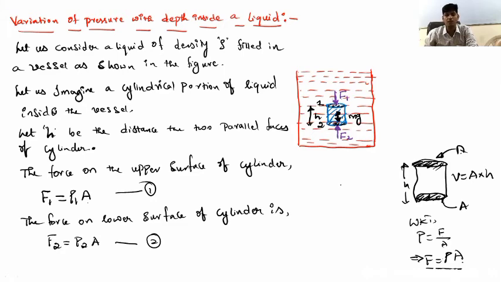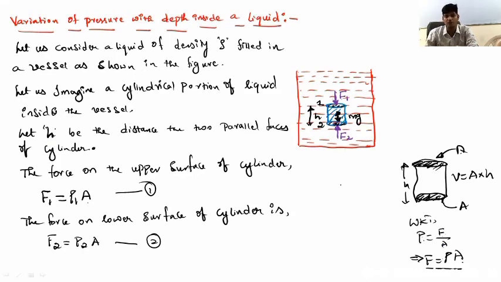The force on the upper face of the cylinder is F1 and the normal force on the lower face of the cylinder is F2. In addition to these two forces, there will also be weight for this cylindrical portion of the liquid, which will be acting downward. So the force on the upper face of the cylinder, F1, is equal to P1 into A, and we know pressure is force by area. Again, the force is equal to pressure into area. So F1 is equal to P1 into A.